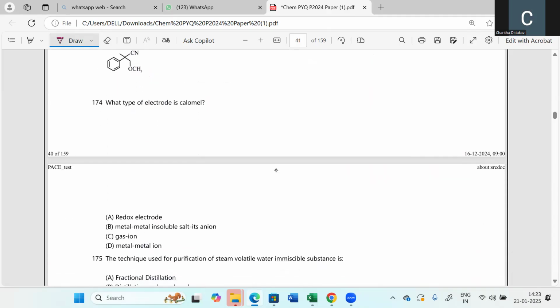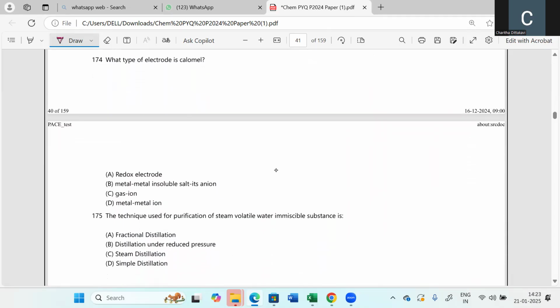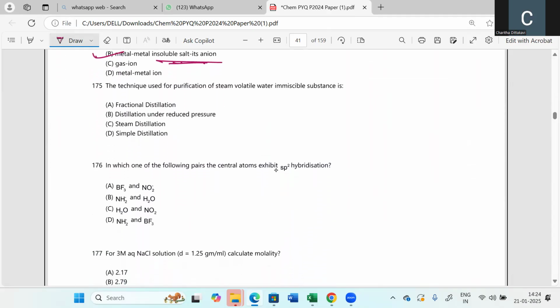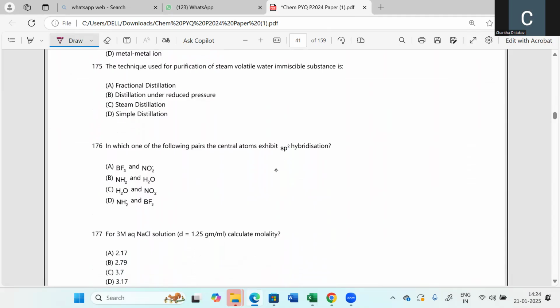Then 174, what type of electrode is calomel? So for electrodes, it is a metal with its salt solution and its ions. This you should remember, metal to metal insoluble salt and its anion, right? Next, 175, the technique used in the purification of a steam volatile, water immiscible substance is steam distillation for sure.